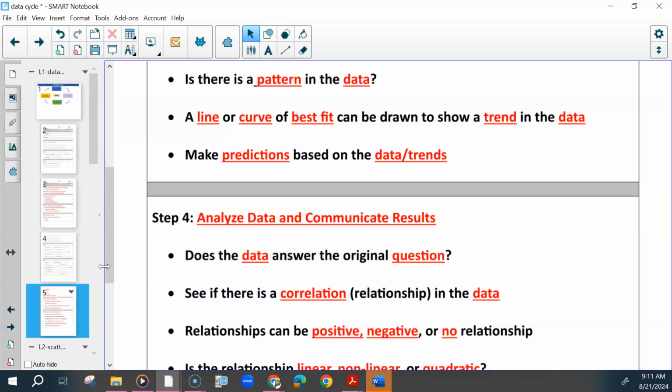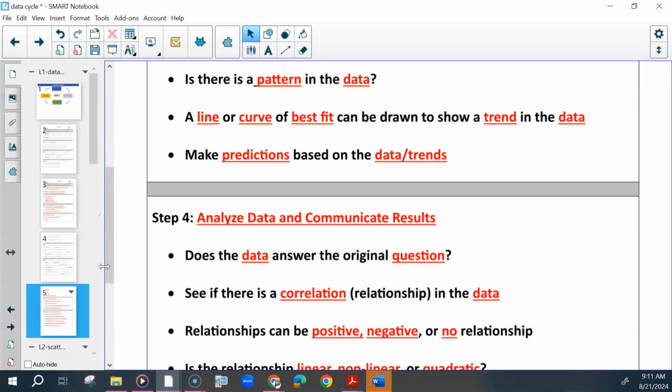Is there a correlation? Is there a relationship between the two things that we're comparing in the data? Is this a positive relationship? Is this a negative relationship? Is there no relationship? So those relationships are really correlations. Is it a positive correlation, negative correlation, or no correlation, no relationship? So that one that we saw that was scattered, that would have had no relationship or no correlation.